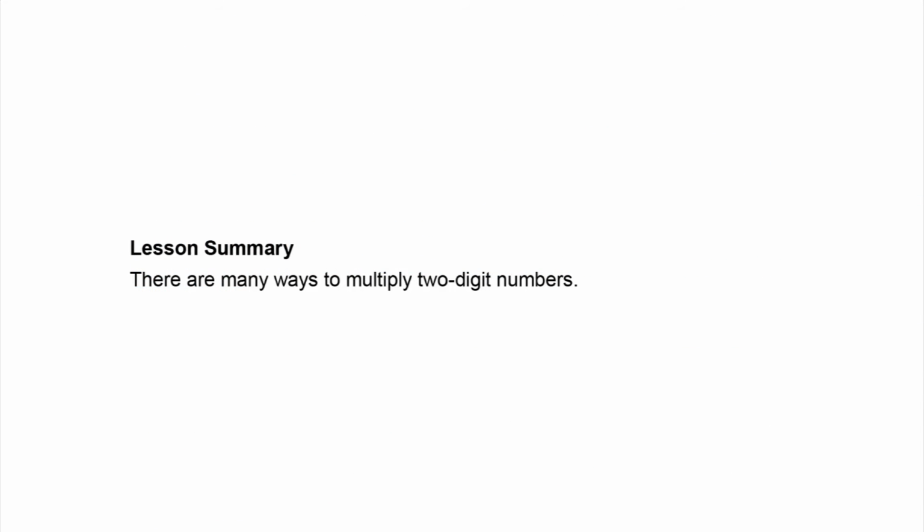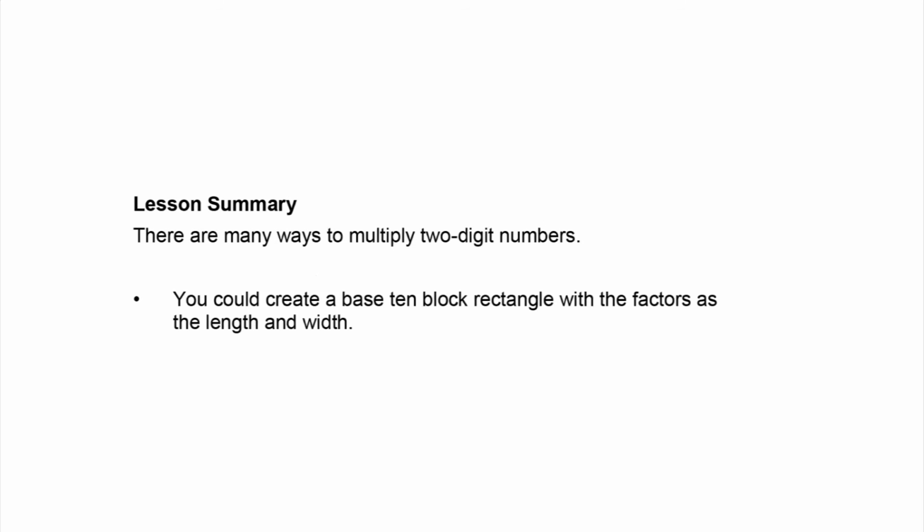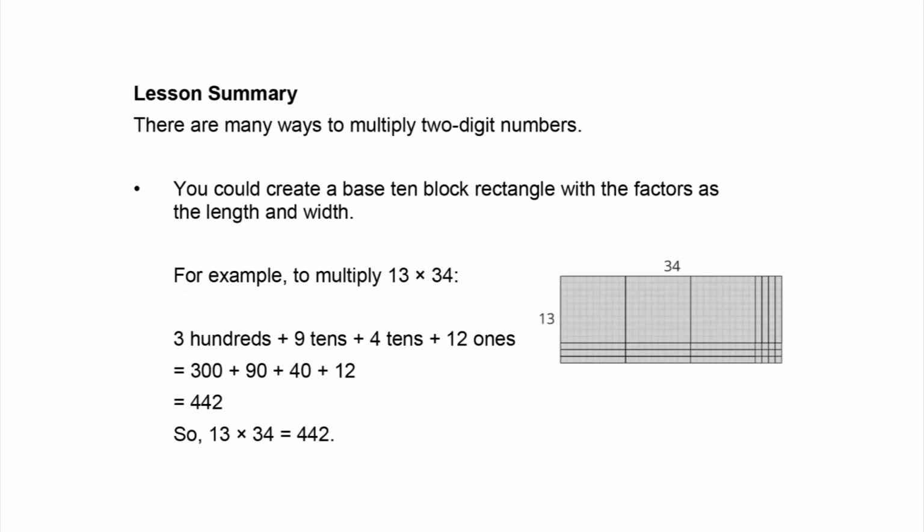Lesson summary. There are many ways to multiply 2-digit numbers. You could create a base 10 block rectangle with the factors as the length and the width. For example, to multiply 13 times 34, you have 3 hundreds plus 9 tens plus 4 tens plus 12 ones. Then you can add up all those pieces and you end up with the total of 442.